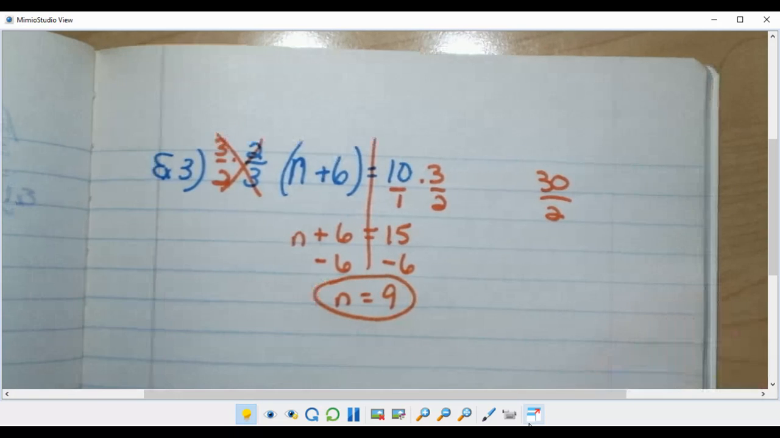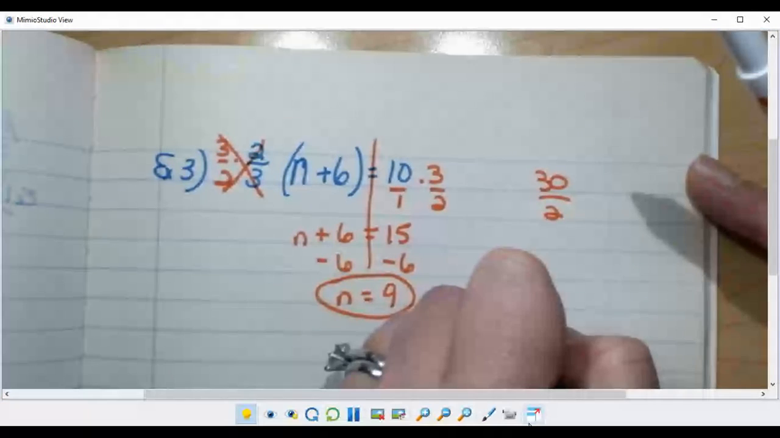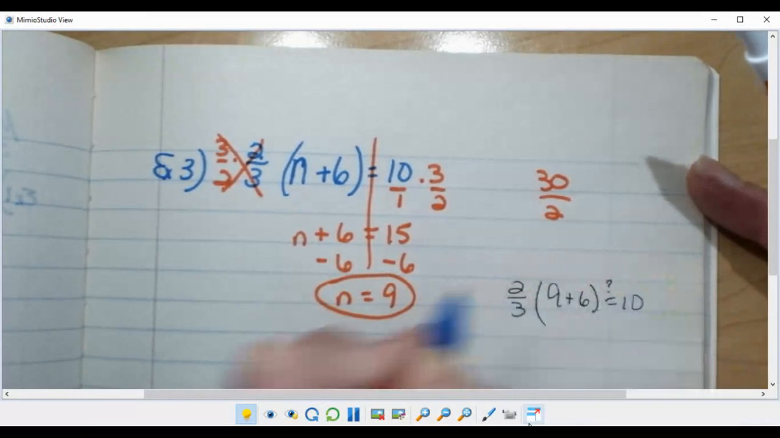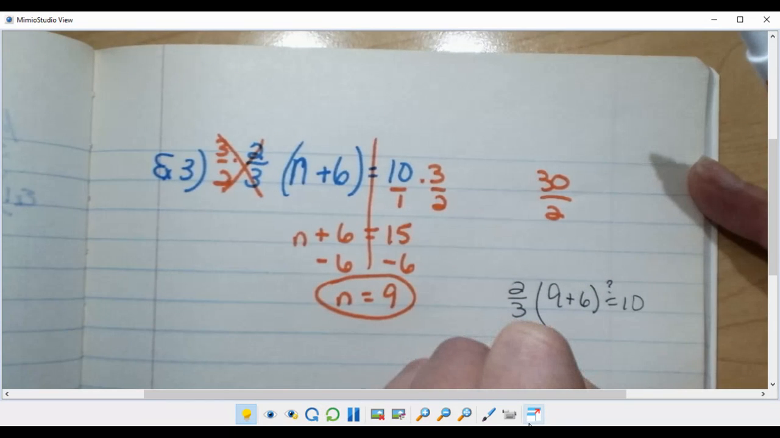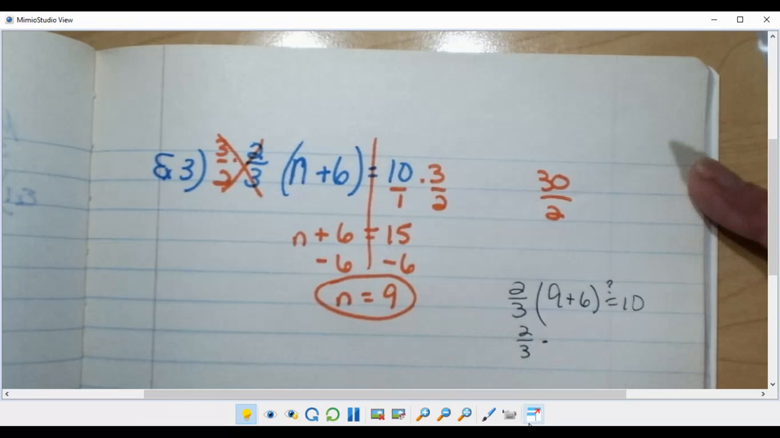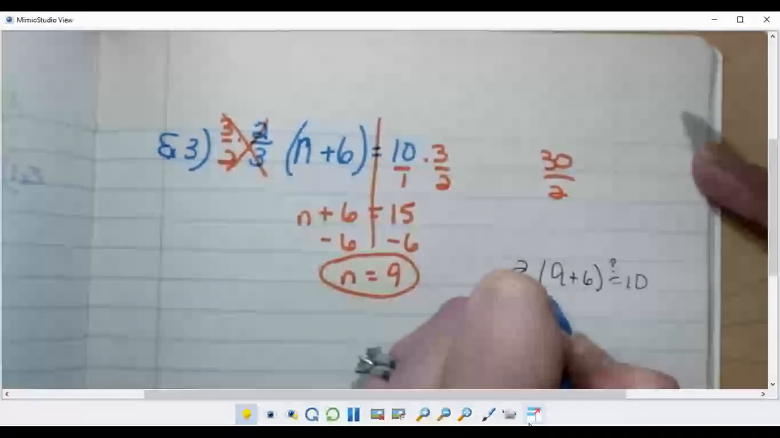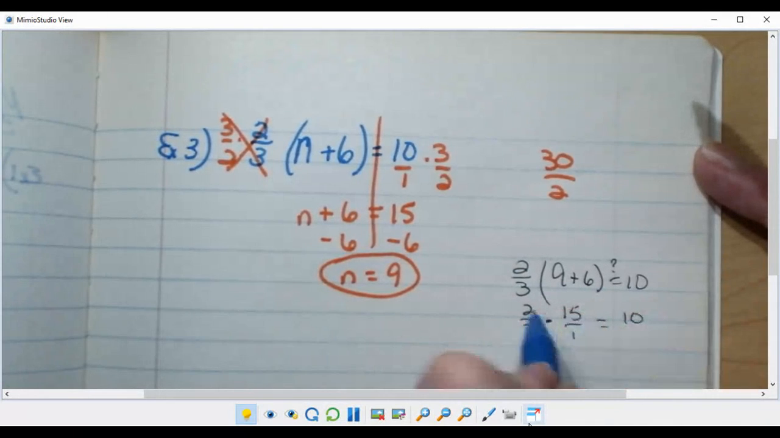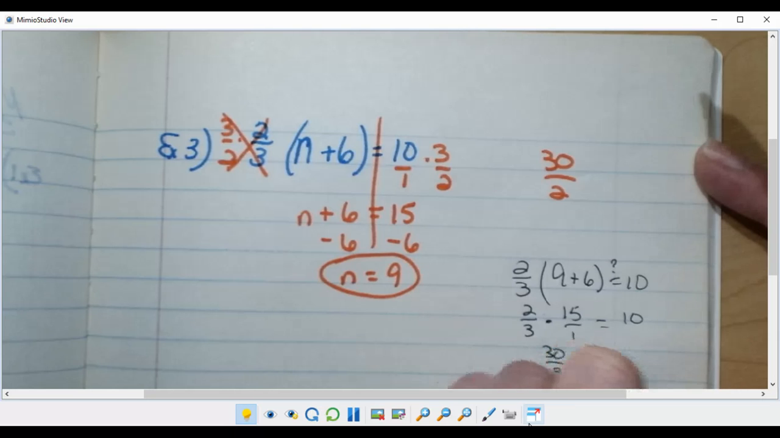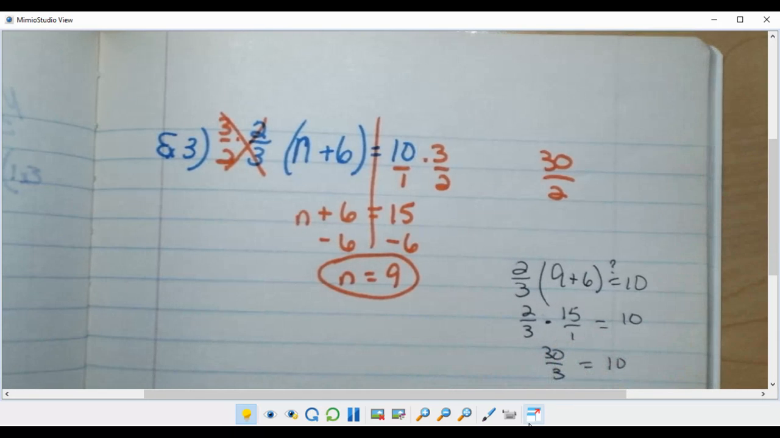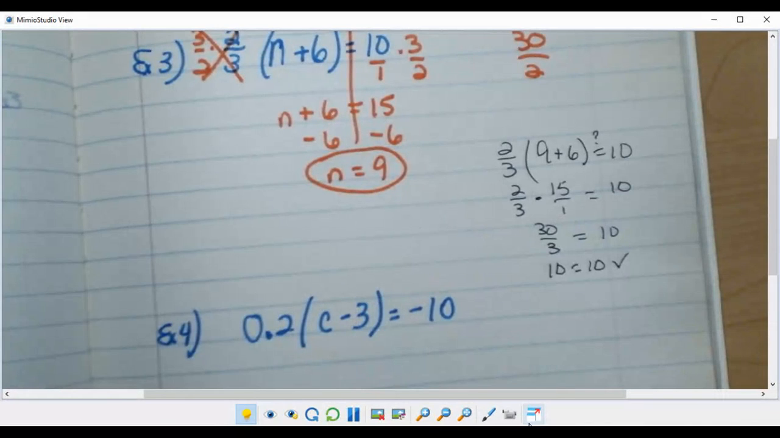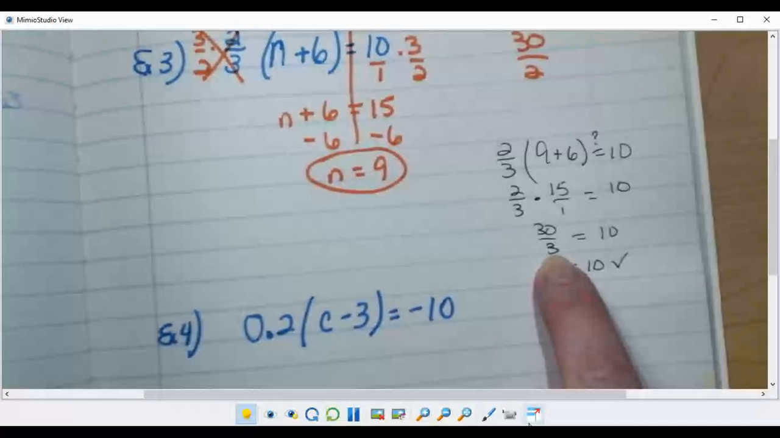And then if you want to check real quick, 2/3 times 9 plus 6, does that equal 10? 2/3 times, I'm going to get rid of the parentheses for this part, 9 plus 6 is 15/1. And I get 30/3, which indeed is 10. I guess I should go to the very final step. There. Makes my math brain happy. This is kind of unresolved.